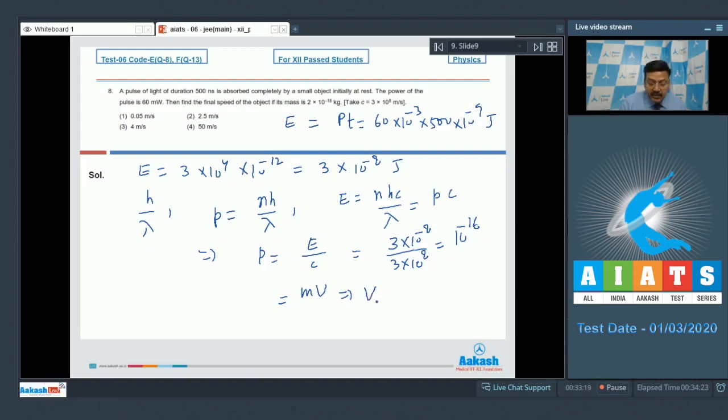So the velocity or the speed of the object will be 10 to the power minus 16 divided by its mass. The mass is given as 2 into 10 to the power minus 18. This is then 100 by 2, or simply 50 meter per second. So the speed gained by the object is coming out to be 50 meter per second. And if we look at the options, we can see that option 4 is matching with what we have got. Let's now go to the next question.